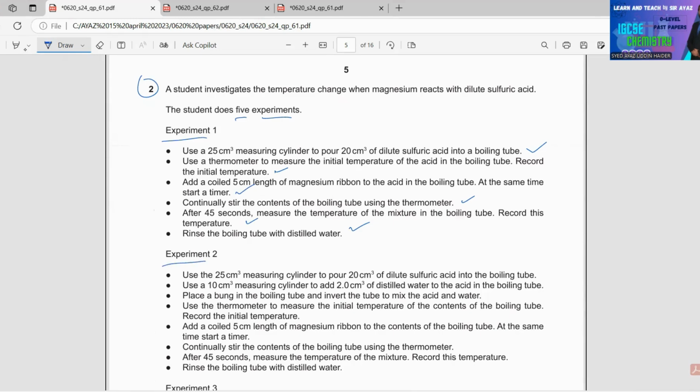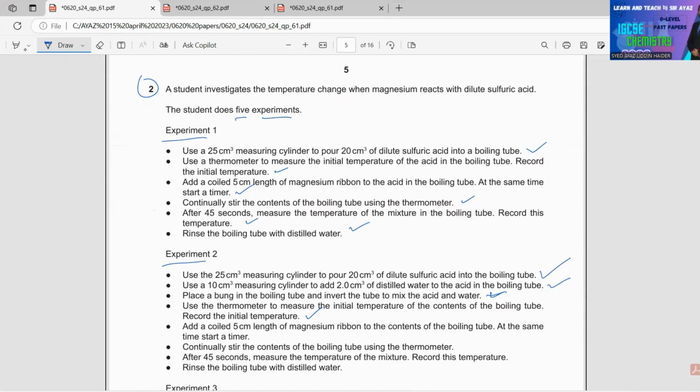Experiment 2. Use the 25 cm³ measuring cylinder to pour 20 cm³ of dilute sulfuric acid into the boiling tube. Use a 10 cm³ measuring cylinder to add 2 cm³ of distilled water to the acid in the boiling tube. Place a bung in the boiling tube and invert the tube to mix the acid and water. Use the thermometer to measure the initial temperature of the contents of the boiling tube. Record the initial temperature. Add a coiled 5 cm length of magnesium ribbon to the contents of the boiling tube.